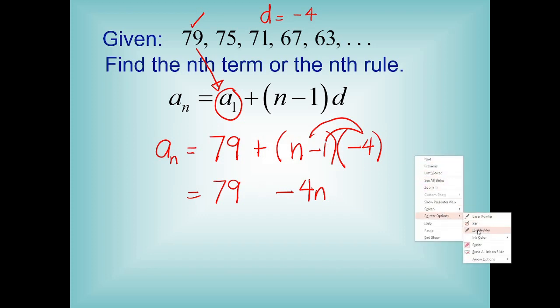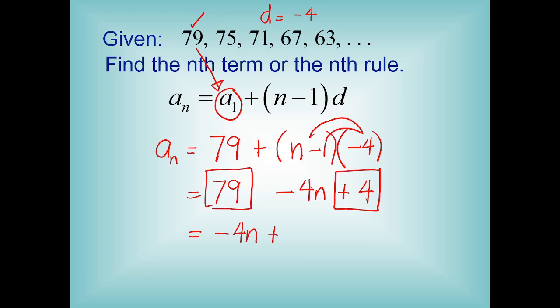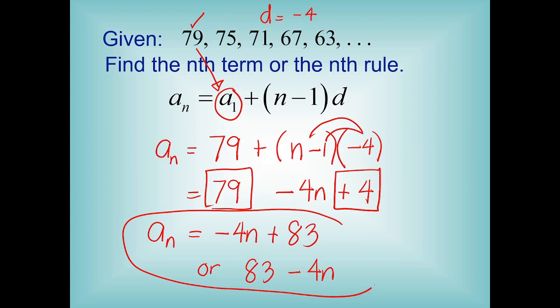And let's go back to our pen. So we have negative 4n. Yeah, negative 1 times negative 4 is positive 4. So our a sub n is simply negative 4n plus 79 plus 4 is 83. This is our nth rule or nth term. Or I can write this as 83 minus 4n. They are just the same.